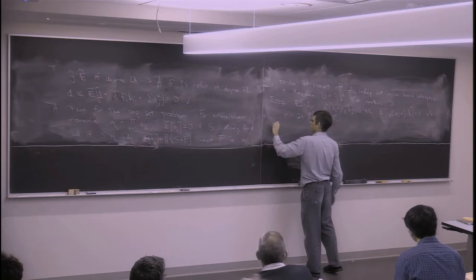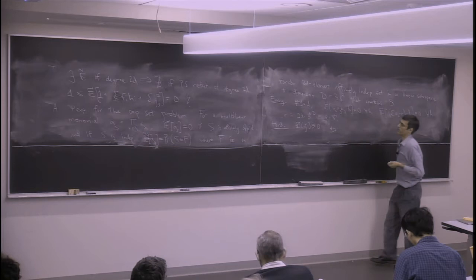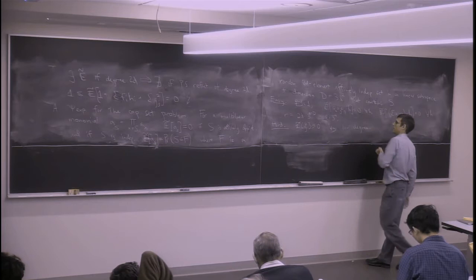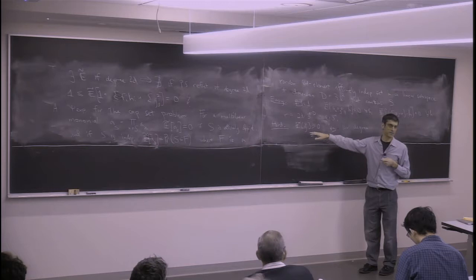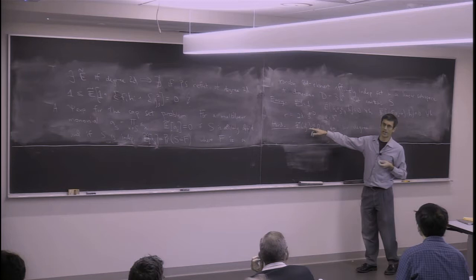Hard is showing that the pseudo-expected value of g squared is greater than or equal to 0 for all polynomials g of low degree. So let me just talk about how previous papers have shown this and what we do differently. This statement is an assertion of positive semi-definiteness for a giant matrix of pseudo-expected values of monomials.